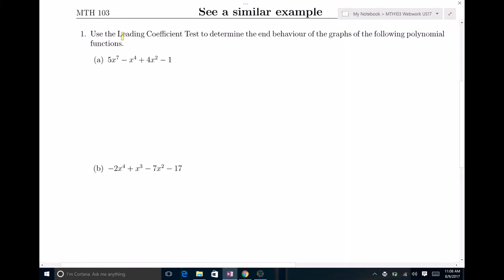We want to use the leading coefficient test to determine the end behavior of the graph of the following polynomials. Now there's two things that you need to take into consideration. One is you need to look at the degree of the polynomial and look at whether it's odd or even. And the second thing is you also need to look at the leading coefficient and see whether it's positive or negative.